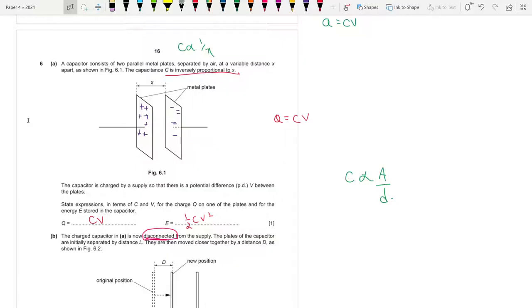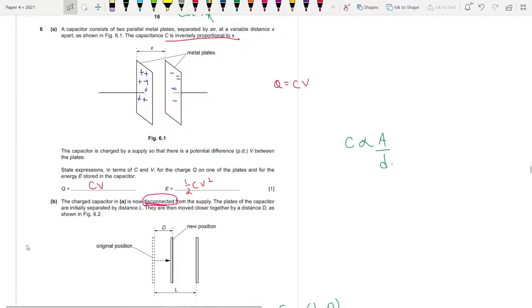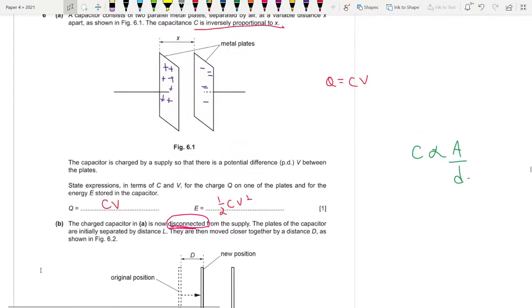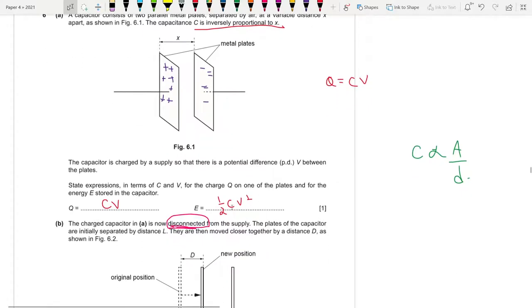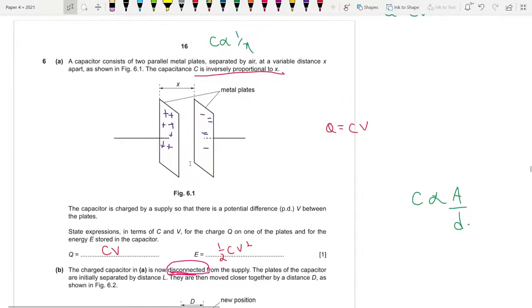So state expressions in terms of C and V for the charge Q on one of the plates of the capacitor and the energy stored. So we know that Q is equal to CV, right? And energy is equal to half CV square. We need to express this in terms of C and V. We know these formulas.